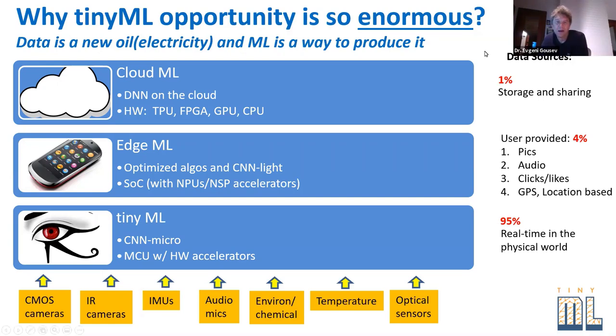If you look at the left here, cloud ML covers only 1% of the data. Edge ML type devices, 4% of the data. But of all the real-time data in the physical world, 95% is at the TinyML level. They typically use CNN micro approaches and hardware, microcontrollers with some hardware acceleration. And you have all these different sensors: cameras, IMUs, infrared sensors, audio, environmental, temperature, optical, and so on. All of this physical world data gets into the TinyML domain and gets digested there. That's how you collect this information.